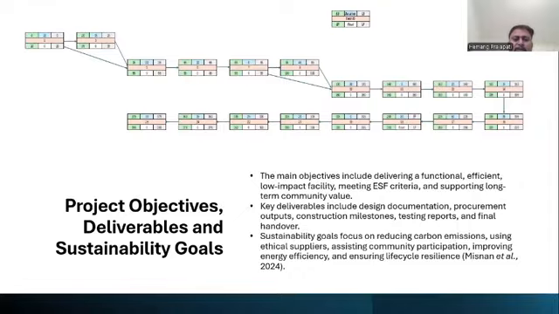In the project objectives, deliverables and sustainability, the project has objectives for the development of an environmentally sustainable building with the project management process. However, the key deliverables incorporate the design documentation along with the completion of milestones in the project with the final handover of the process. Therefore, sustainability goals focus on reducing carbon emissions and others.